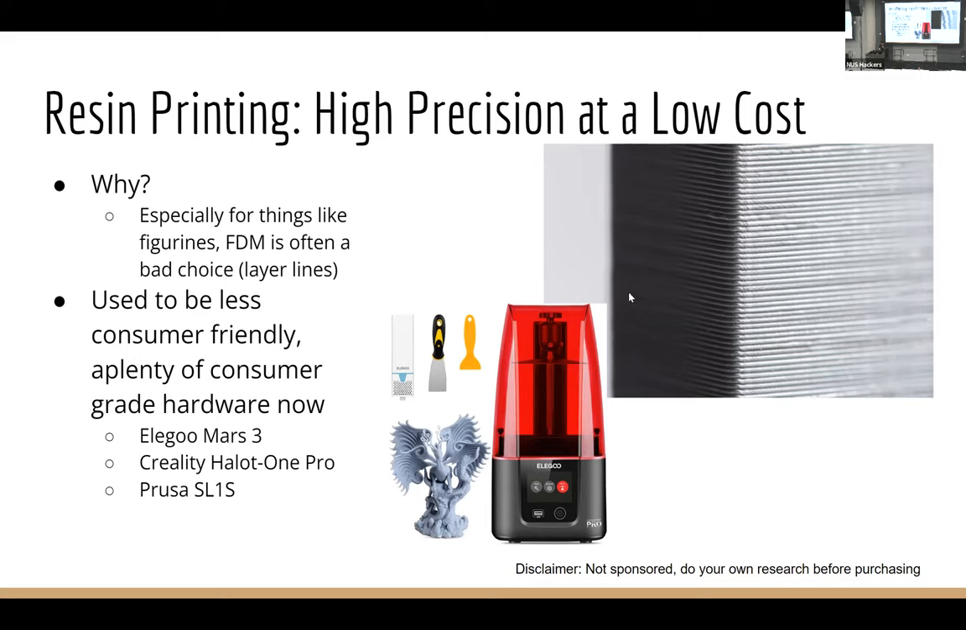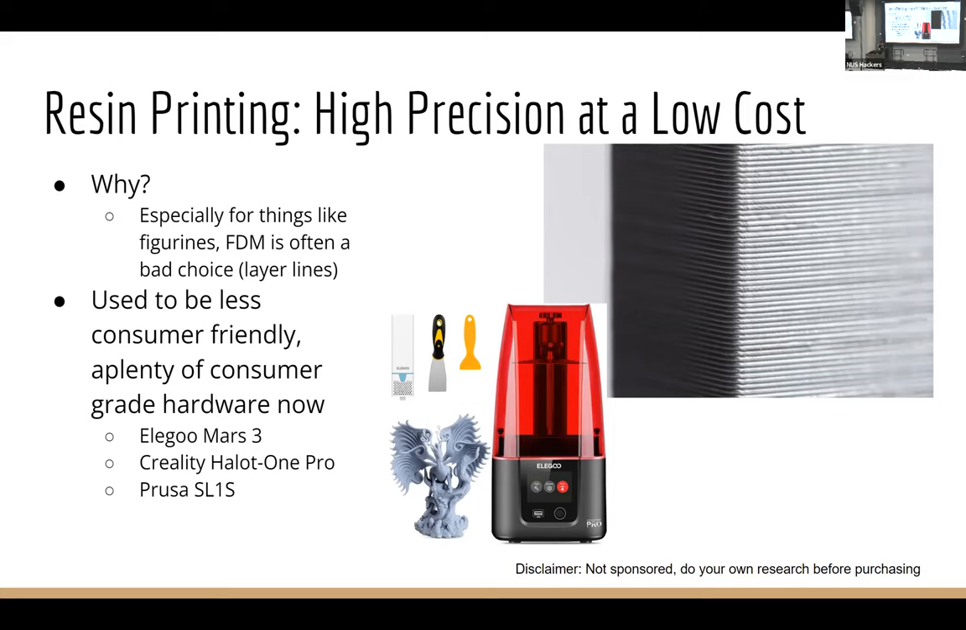Another issue with FDM 3D printing is that there are generally layer lines, because FDM 3D printing works layer by layer, and because you are squishing plastic out, there is a minimum height that you can go. You can decrease the height to something that is barely visible, but the lower your layer height, the more layers there are to print, and that means a much longer printing time.